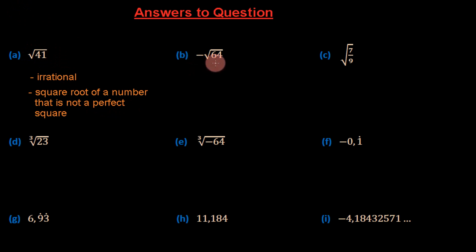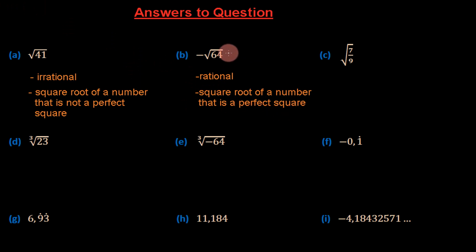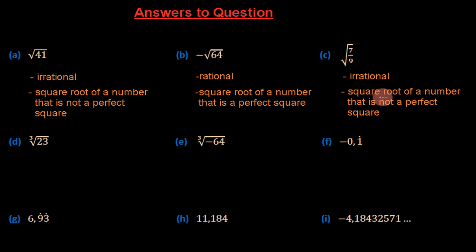Then we have the negative square root of 64. This is a rational number, and the reason is that it's a square root of a number that is a perfect square. 64 being a perfect square, and the square root of 64 is 8, which of course is a rational number. Then in C, we have the square root of 7 over 9. This is an irrational number, and the reason is that it's a square root of a number that's not a perfect square. Although 9 is a perfect square, 7 isn't a perfect square.